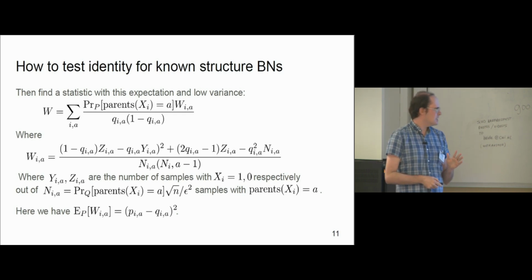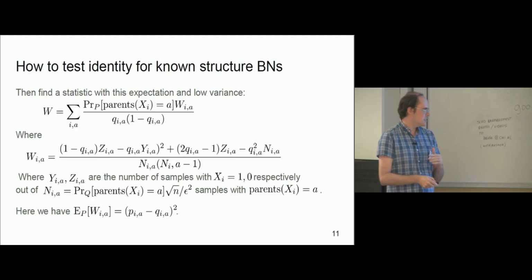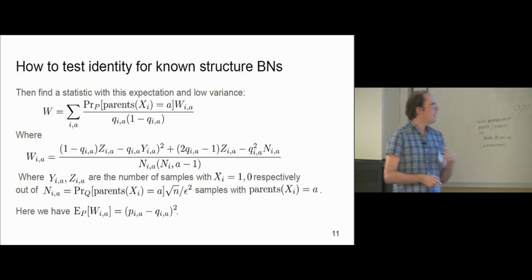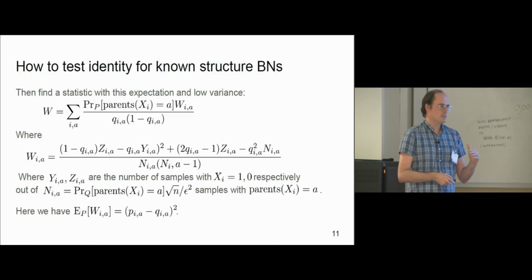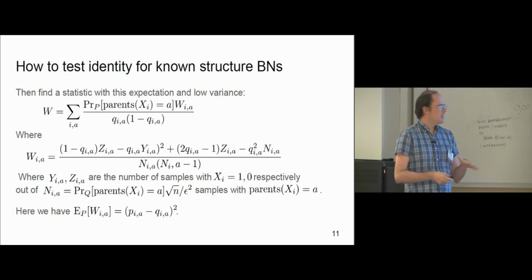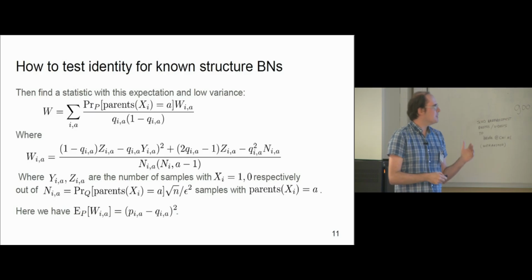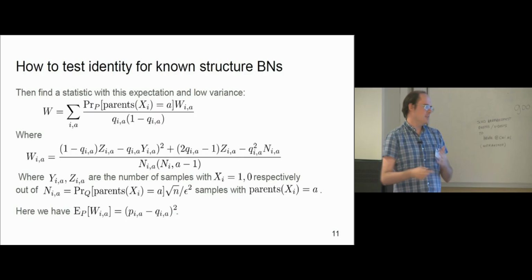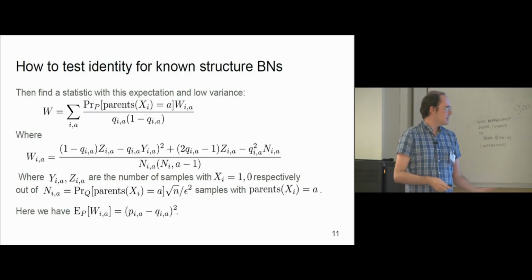Now there's some complications here. The number of samples we need for each node, for each combination of the parents, depends on the known network, which is not the one which the samples come from. So if we don't see enough samples to even compute this with root n over epsilon squared with our target sample complexity, then we know we're far. But if we can compute this and it's big, then we know we're far, and if it's 0, we know we're close.